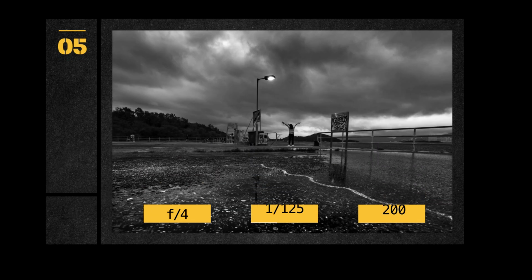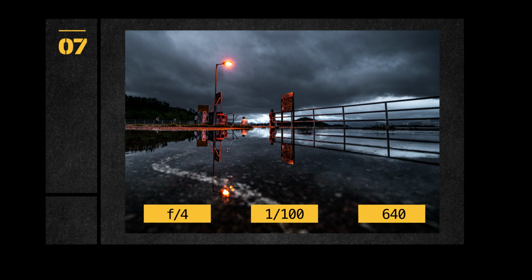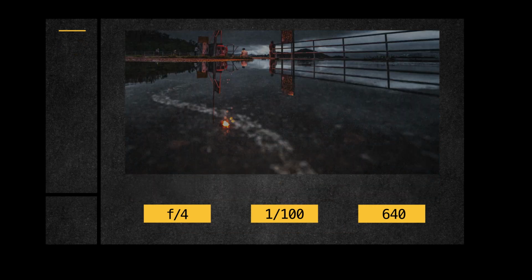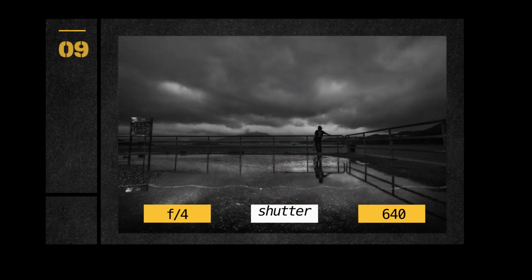So if the subject is moving, I'll use 200 to prevent motion blur. Now, my hands are quite steady, but the slowest shutter speed I'll use is around 50 to 80. When it gets darker, I'll increase the ISO to compensate. As you can see, it's changing from 200 to 640. That's how I use manual mode. I hope this is helpful.